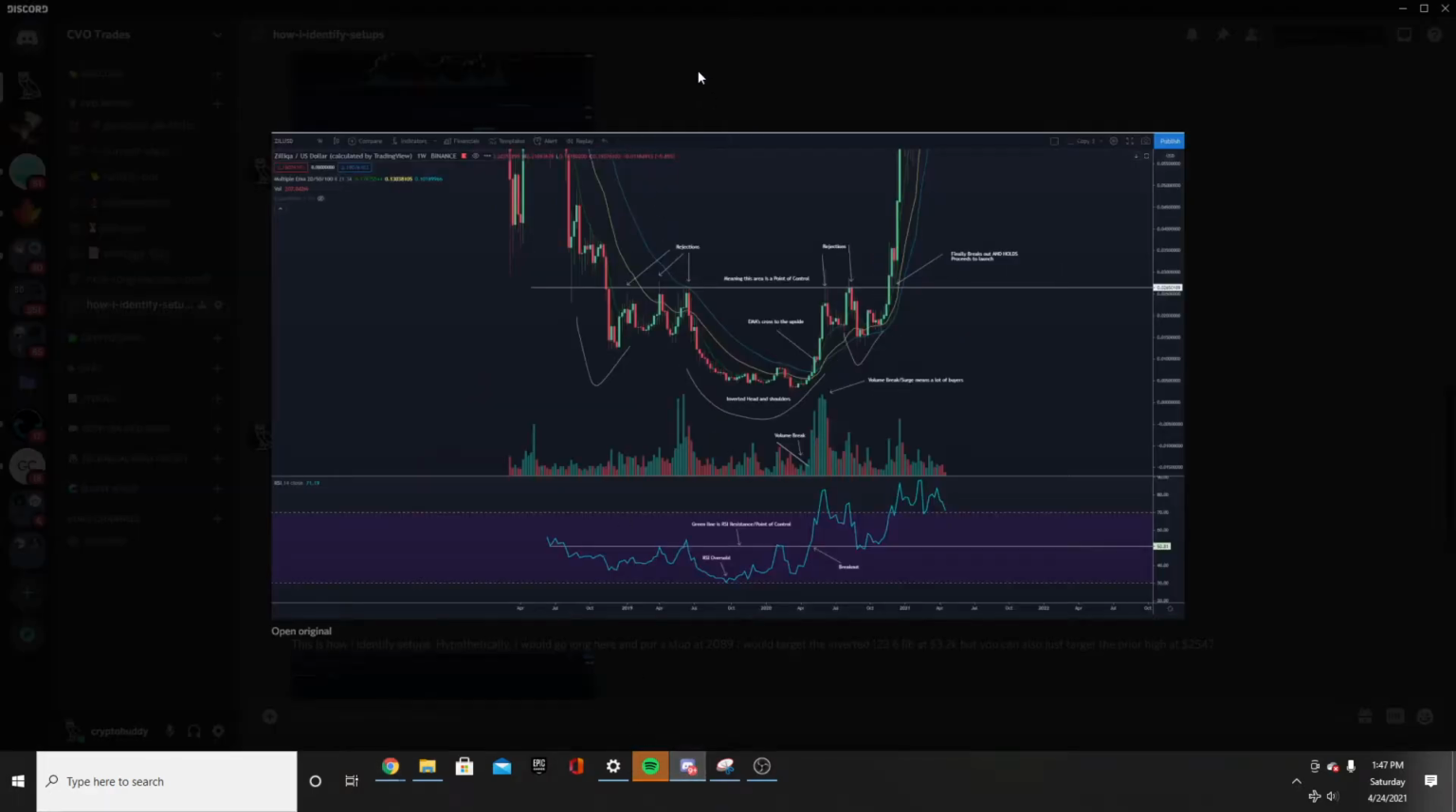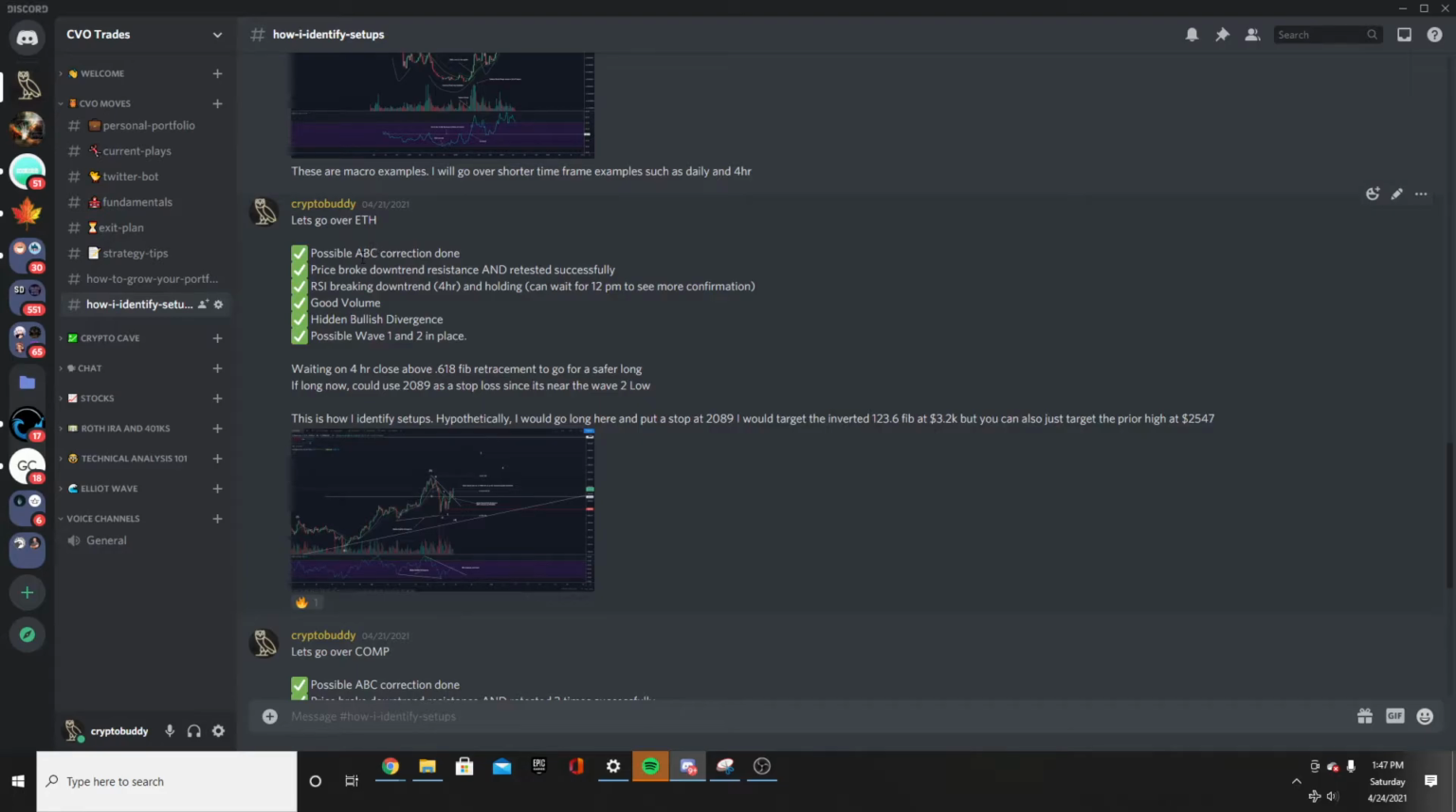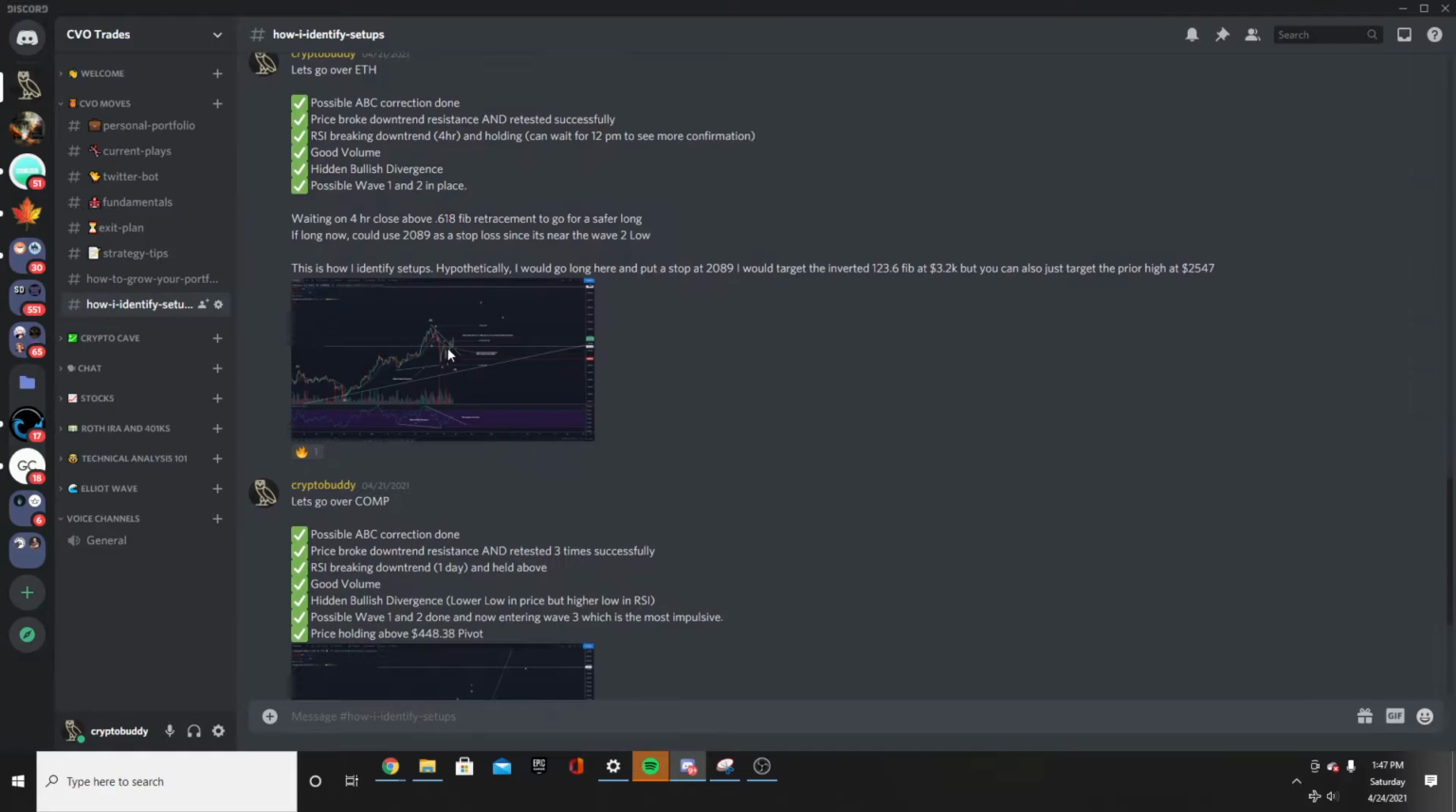Let's look at something more recent now. ETH. So this was on April 21st. I said that it's possible ABC is done. Price broke downtrend and retested successfully. RSI was breaking downtrend on a 4-hour level. Good volume, good hidden bullish divergence, and a possible wave 1 and 2 in place. And then you can wait for a higher time frame close to go long. So here we go, let's look at it.